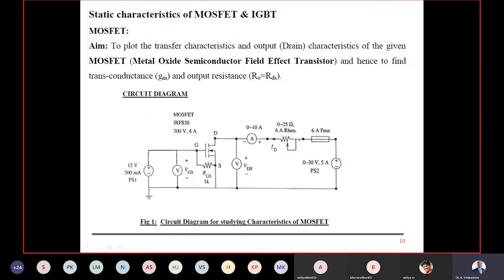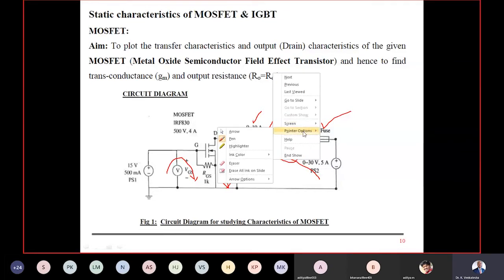This is our circuit diagram. We understood in the circuit diagram that there are two loops. One is a control loop, another one is a power loop which carries more power. That is why my load here is a rheostat. The rheostat's rating is 25 ohms, 6 amps. Since I have taken a 25 ohm 6 amp rheostat, a 6 amps fuse is there and a 10 amps ammeter is there. And for VDS, I can connect the multimeter here to check the voltage. It won't go more than 30 volts here because the supply voltage is 30 volts. Then this is a basic understanding of the circuit.